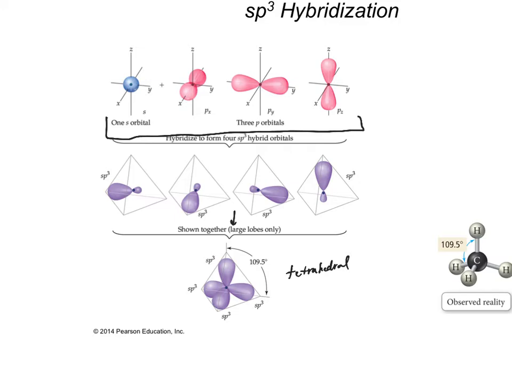Note that the p's have changes of phase, so one is shaded, one is not, one is shaded, one is not. The sp3 orbitals also have changes of phase. It's just that the out of phase side is very, very tiny. So usually when we combine all of these together to form our overall three-dimensional structure, we ignore that out of phase component. We've essentially combined all four of these sp3 orbitals and ignored that little out of phase component at the back.